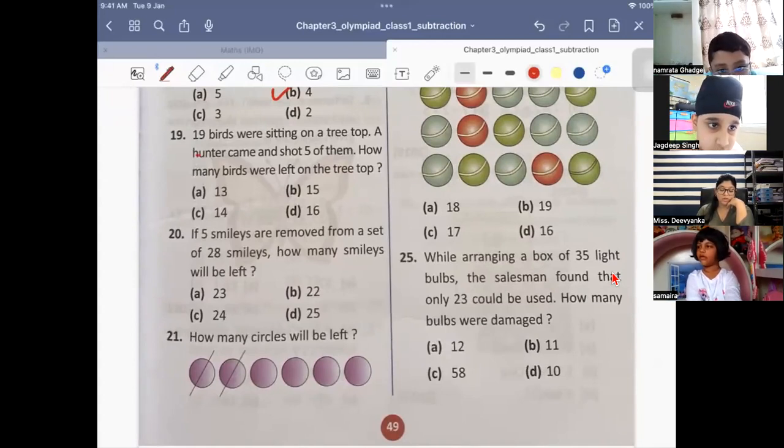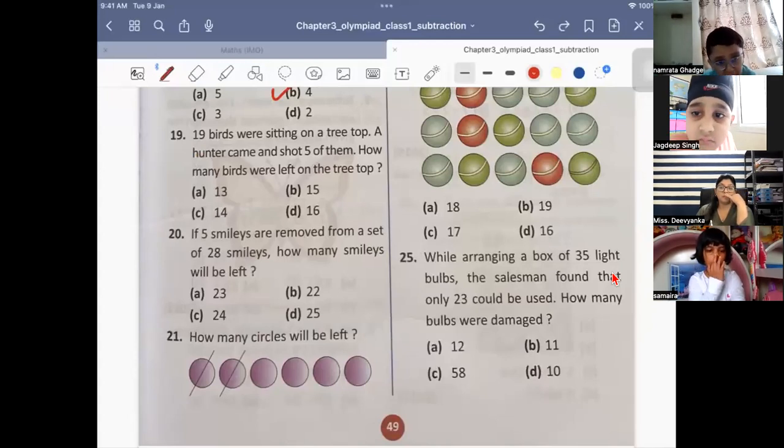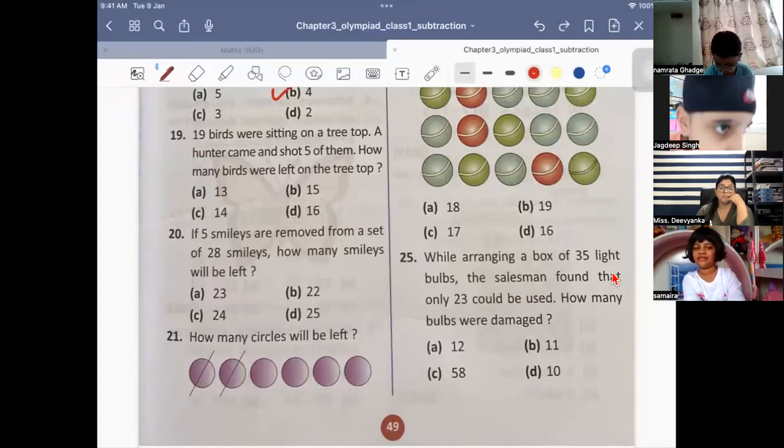Number 19. Birds were sitting on a treetop. A hunter came and shot 5 of them. So how many birds were left on the treetop? 19, less how many? Look at the question on the screen.